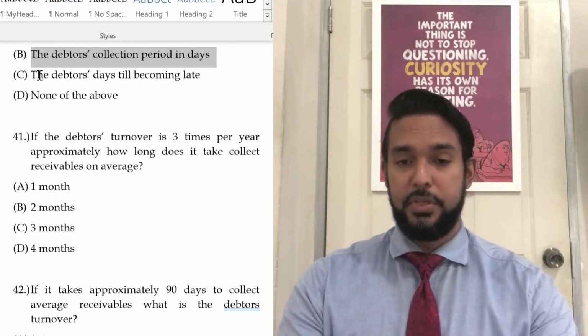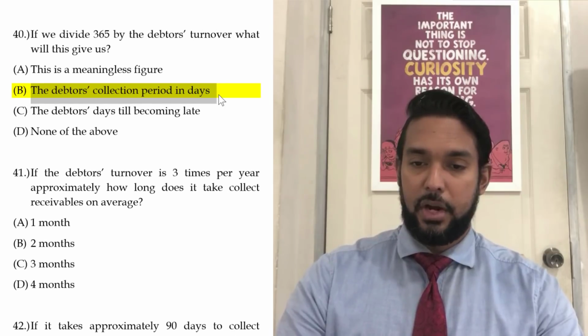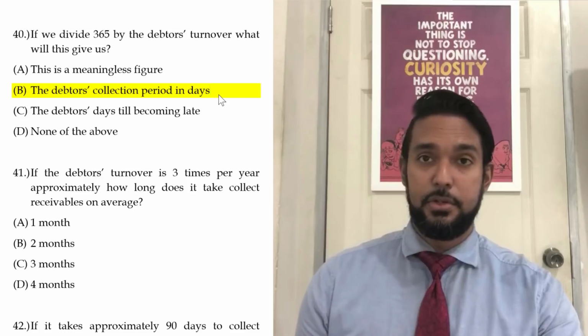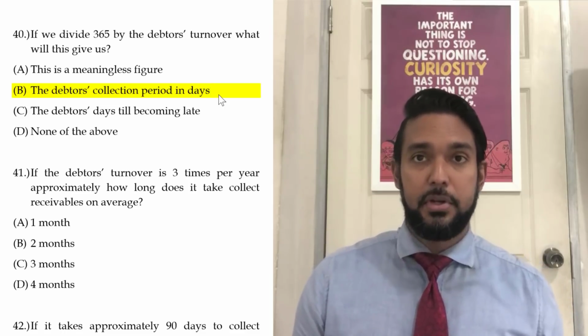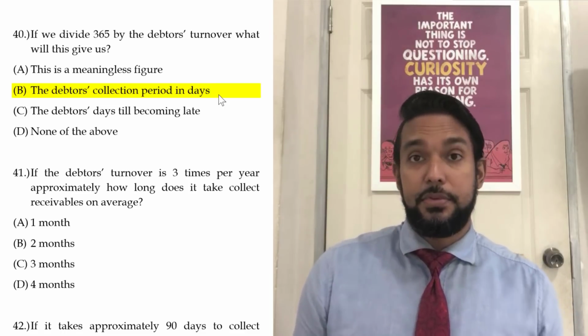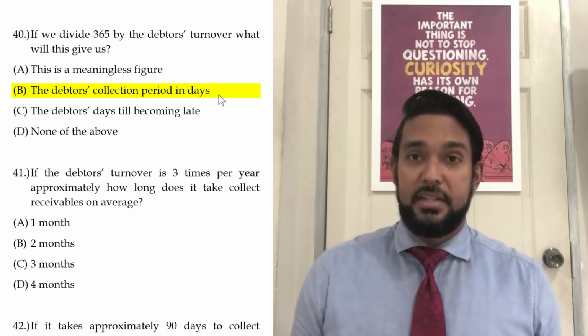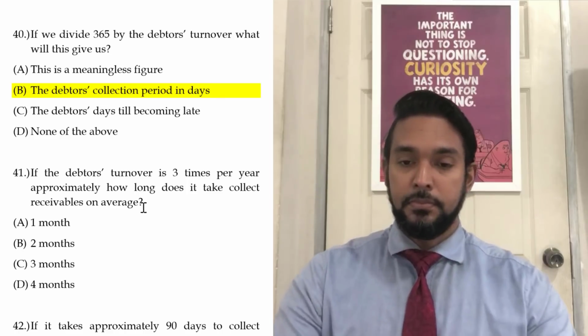As a matter of fact, we could use any of the requisite numbers. For example, if we took 12 months in a year and divided by the debtors turnover, we'd get the debtors collection period in months. If we took 52, which is the number of weeks in a year, and divided by the debtors turnover, we'd get the debtors collection period in weeks.